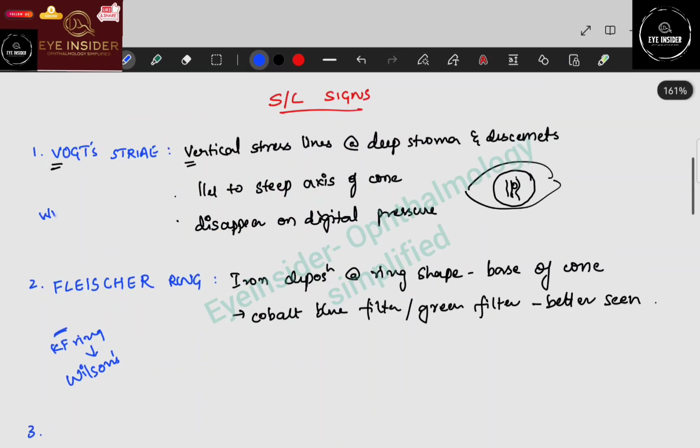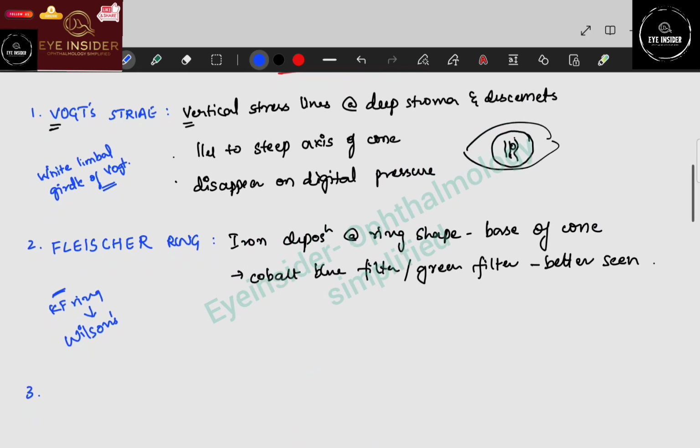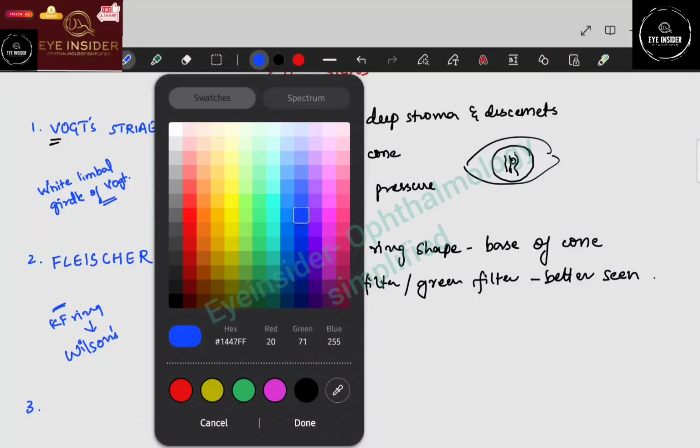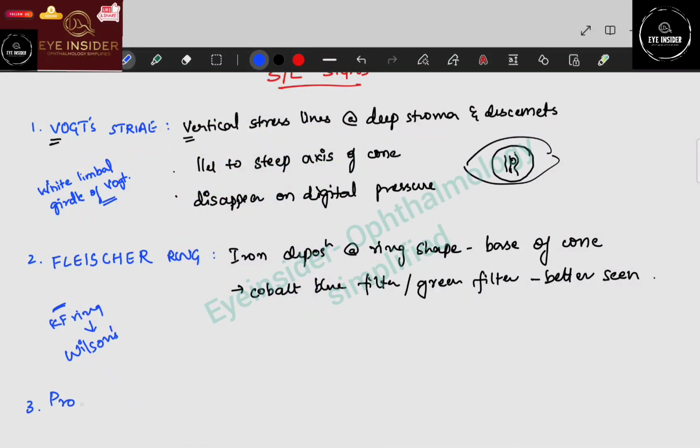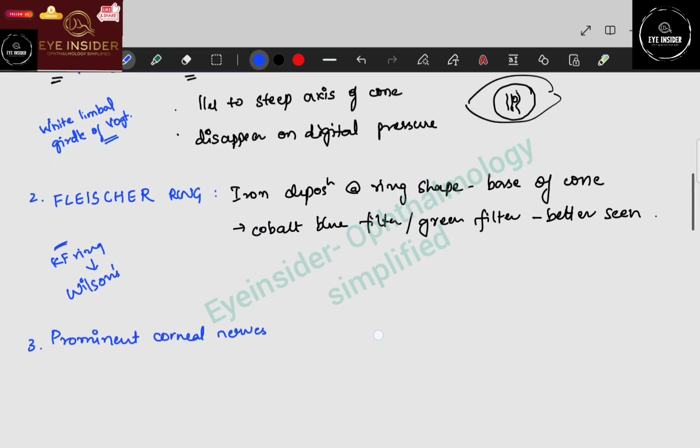Just to remember, there is another white limbal girdle of Vogt which we read in our previous class, in corneal pigmentation as well as in the corneal degenerations. So we can go through that class. Next is the prominent corneal nerves. There is increased visibility of these corneal nerves because of thinning of the cornea.